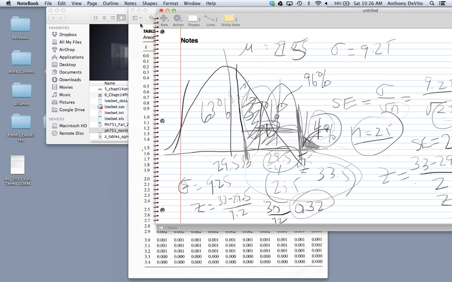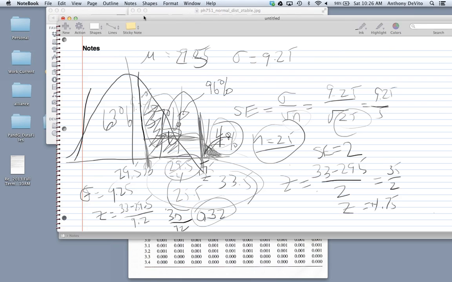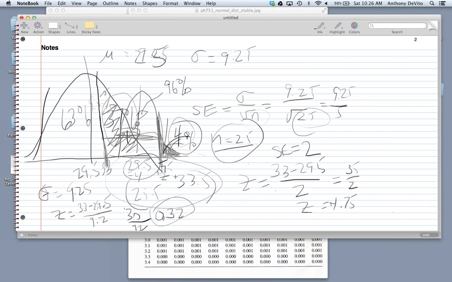In other words, actually the area that we were in fact looking for when we did this, right? Which was the area that's up here, the 4%. So we get it right away.